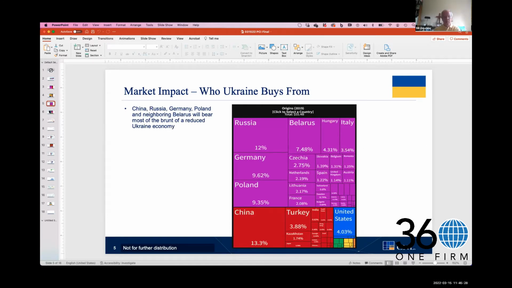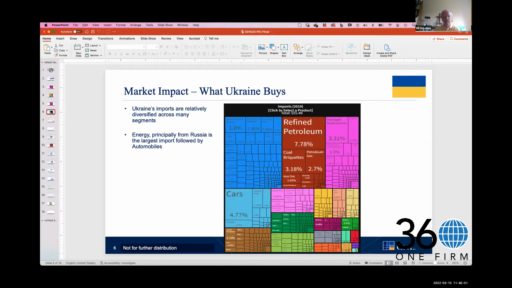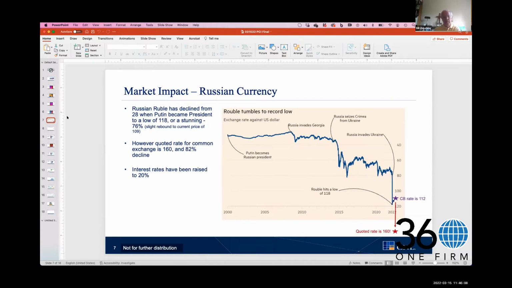In terms of imports, who are the trading partners on that side of things? And you can see that once again, Russia and Belarus are major partners for Ukraine there. And there are others, once again, China figures large, Turkey, Germany, other EU countries. So, again, in terms of what is brought into Ukraine, you can see really two major blocks there: energy and automobiles. Otherwise, it's pretty well diversified across things. But once again, energy is imported primarily from Russia.